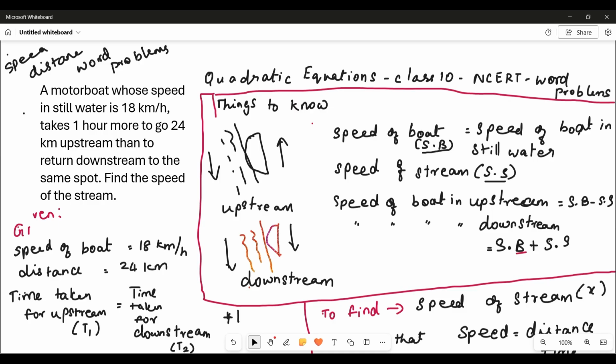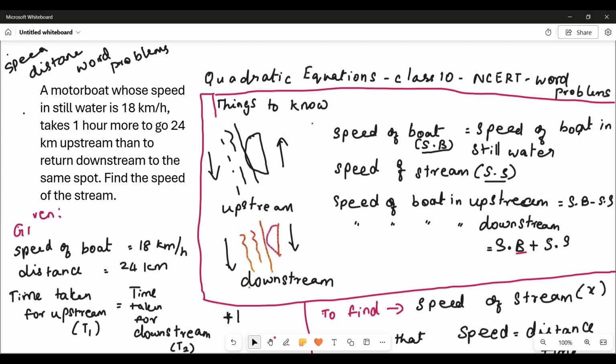This is a problem from quadratic equations word problems. This comes under the speed distance category. The question goes like this: a motorboat whose speed in still water is 18 kilometers per hour takes 1 hour more to go 24 kilometers upstream than to return downstream to the same spot. Find the speed of the stream.